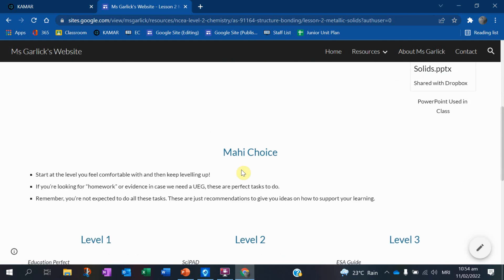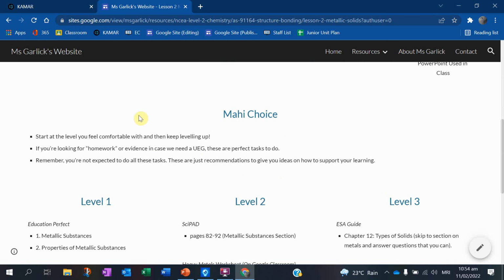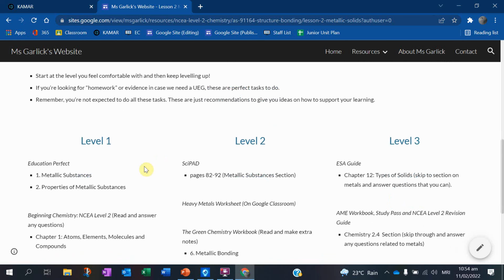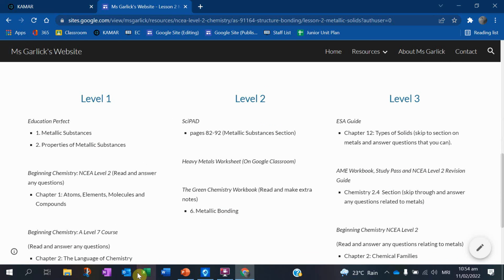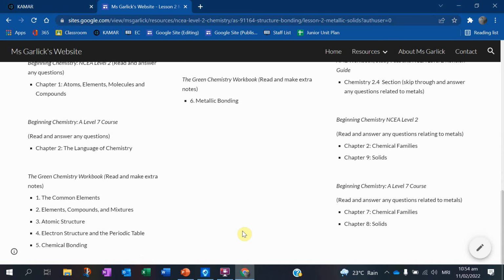Here's the Mahi choice, a reminder of what you're supposed to be doing with that. And again, I've listed it out on the website as well, so you don't have to open up the PowerPoint to get it. So yeah, we have about 5 minutes left, so I'll recap, and if anybody wants to check anything out, we can.